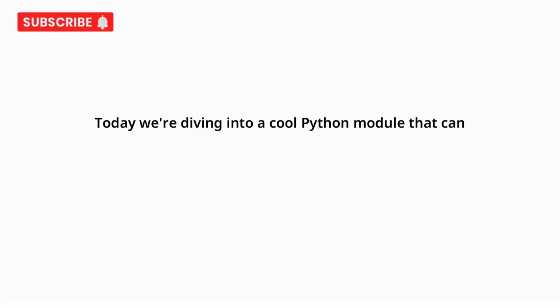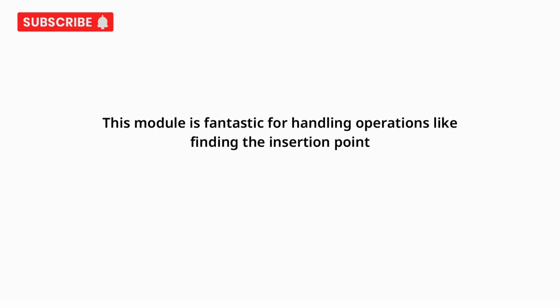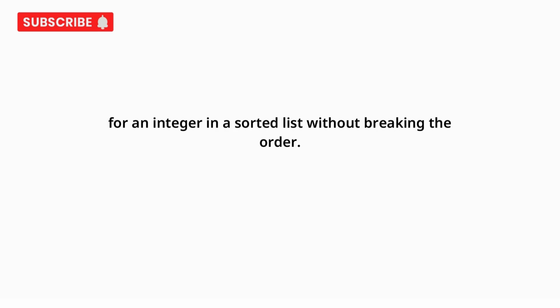Hey everyone! Today, we're diving into a cool Python module that can make your life easier when working with arrays. Specifically, when you need to maintain a sorted order or perform binary search operations. Python has many built-in modules, and one of them is Bisect. This module is fantastic for handling operations like finding the insertion point for an integer in a sorted list without breaking the order. Let's take a look at how it works.